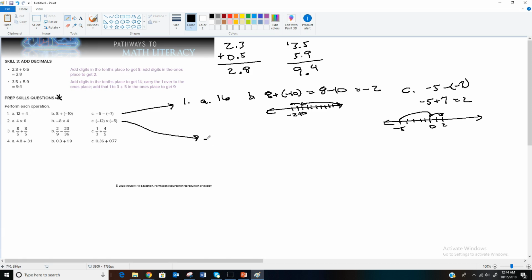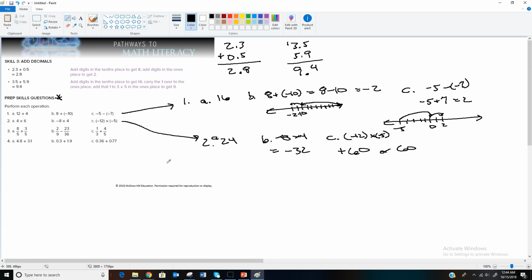Okay, for number 2, we've got 4 times 6, which of course is 24. That was A, and then B, we have negative 8 times 4. Our answer is going to be a negative because we have a negative and a positive, and 8 times 4 is 32. For C, we have 2 negatives, negative 12 times negative 5, and the 2 negatives are going to make a positive, and 12 times 5 is 60. So 60, or positive 60, or just 60.